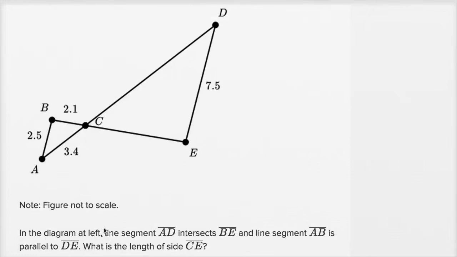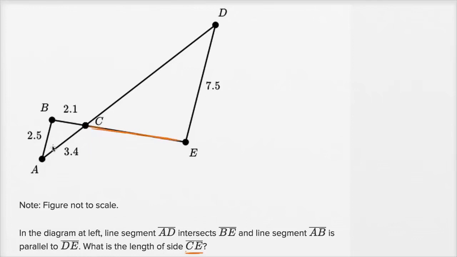In the diagram at left, I drew it up here above, or I pasted it up here. Line segment AD intersects BE, and line segment AB is parallel to DE. What is the length of side CE? So we want to figure out the length of side CE.